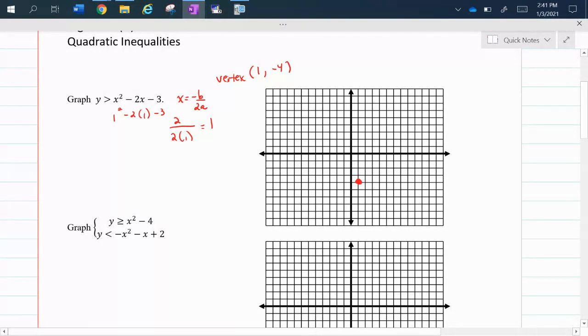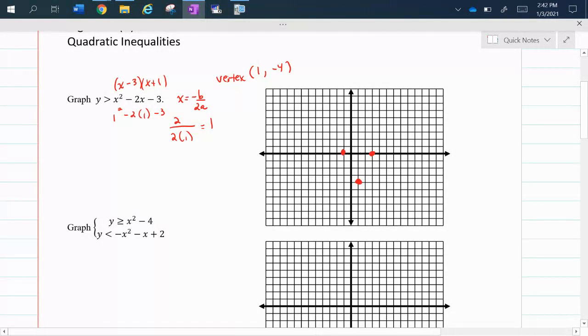And I'm going to get two other points by factoring to find the zeros. So I'm going to factor this trinomial, and I'm going to get my zeros, or my x-intercepts. x minus 3 is equal to 0, then x equals 3. So I've got an x-intercept at 3. And if x plus 1 is equal to 0, then x equals negative 1.